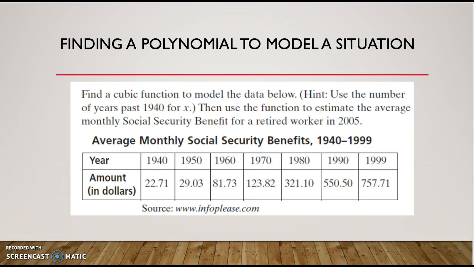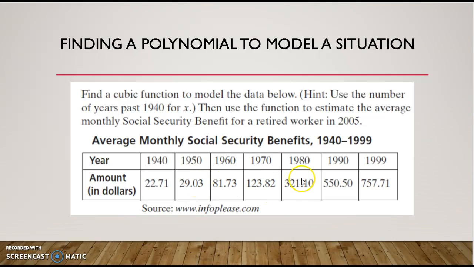The next thing that we're going to want to do is to find a polynomial that is a good model for a situation. And so here it says to find a cubic function to model the data below. And so here we have in 1940, the average amount of Social Security that people received was $22.71. 1950, it jumped up to $29.03.